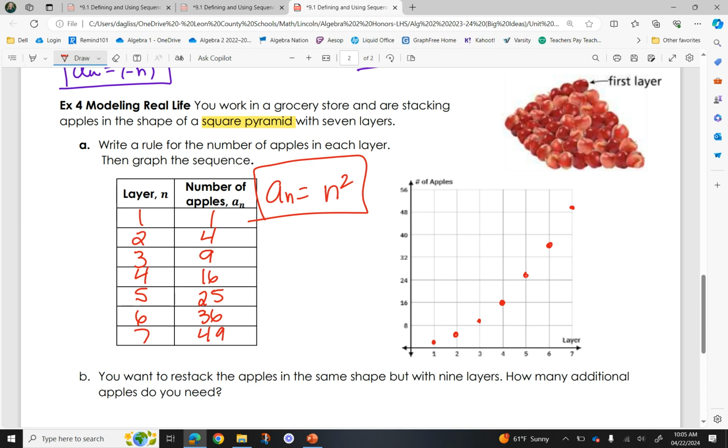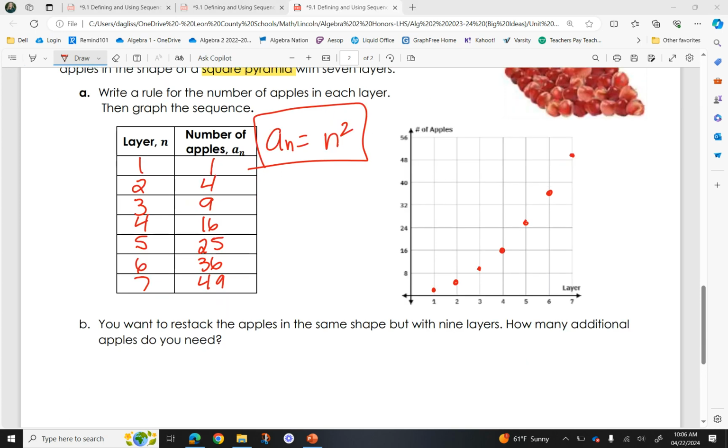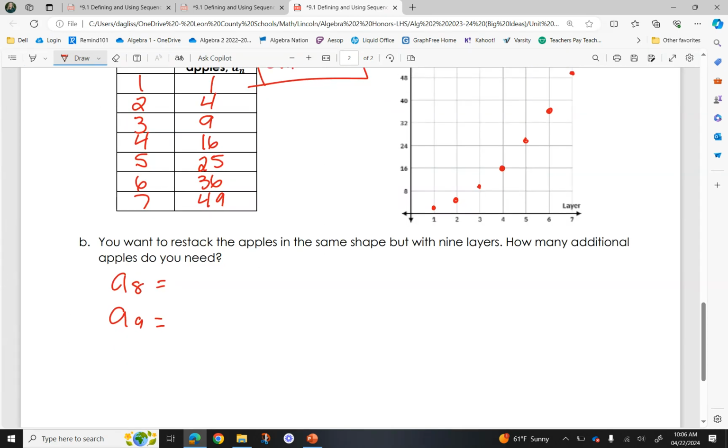Ready, set, go for it. Talk to me. So we already have layers 1 through 7. If I want 9 layers, I need to add apples to make layer 8, and we need to add apples to make layer 9. How many apples would create layer 8 for you? 64. You would need 64 apples to make layer 8, and how many apples would you need to make layer 9? 184. I mean 145. So to create layer 8 and layer 9 together, you would need 145 additional apples. I was 10 off.